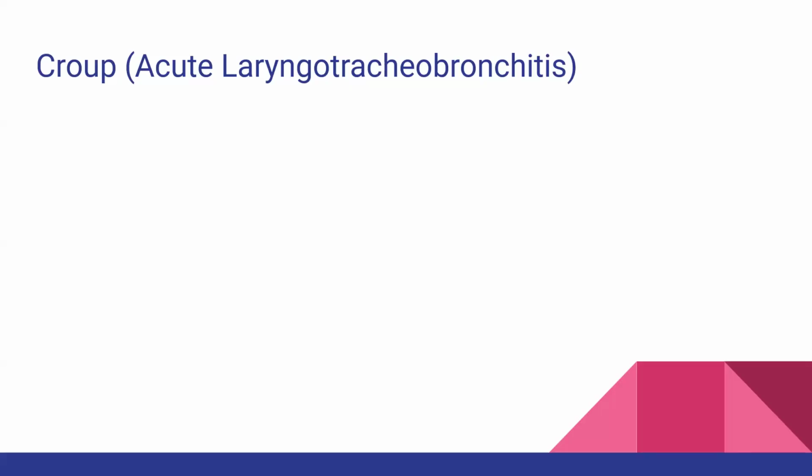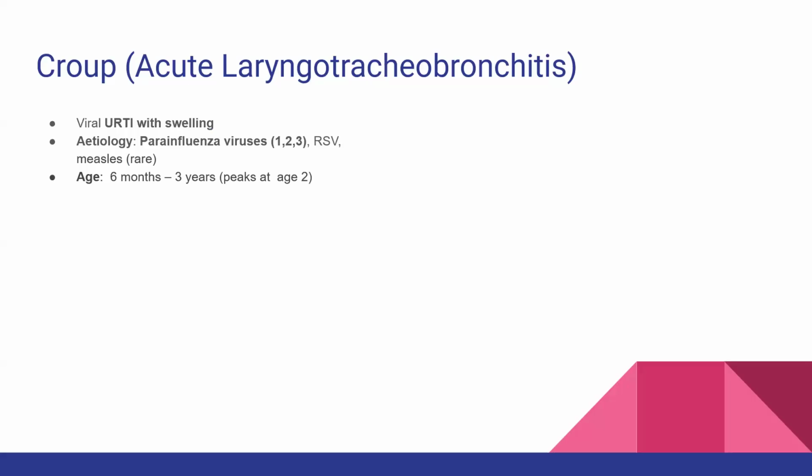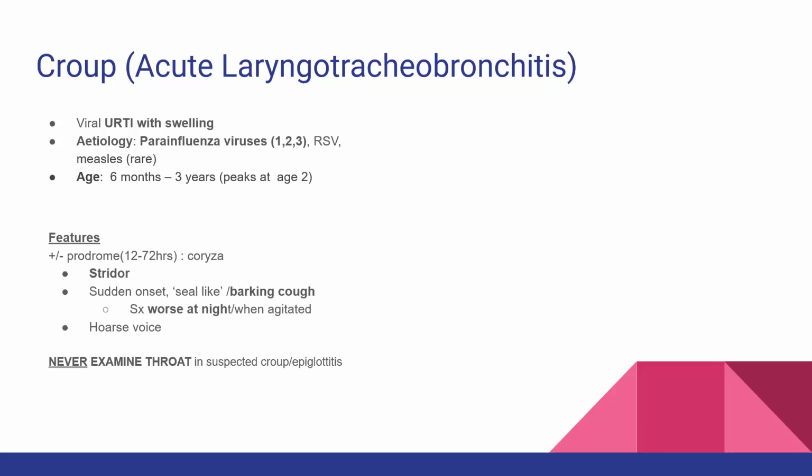And on to the next common thing, which is croup. Croup is basically when you have swelling in your throat and it's affecting your breathing, most commonly caused by parainfluenza virus. And it peaks around the age of 2. You'll know they're talking about croup in a question or in real life when they're mentioning stridor and a barking seal cough. And symptoms are often worse at night, but also when they're agitated.